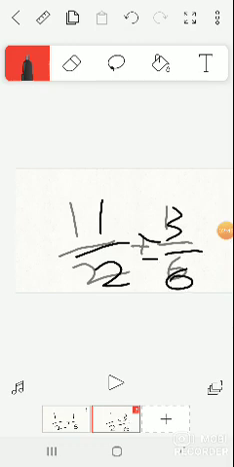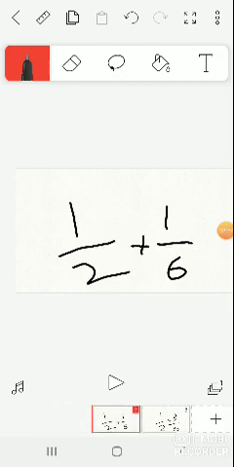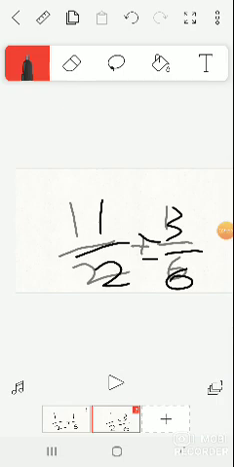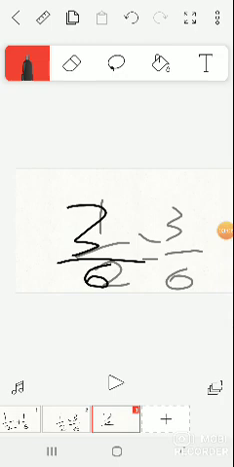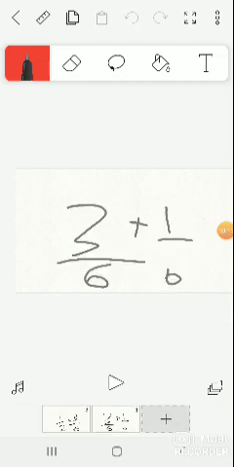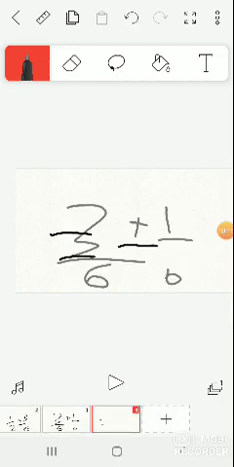If you can explain why this is, I'd like to actually hear, so leave your comments down below. How do you get from 1 on 2 to 3 on 6? Quite simple: you're putting them on the same denominator. So your question, again, ends up being 3 on 6 plus 1 on 6, and that's what we're adding together. That should give us 4 on 6.